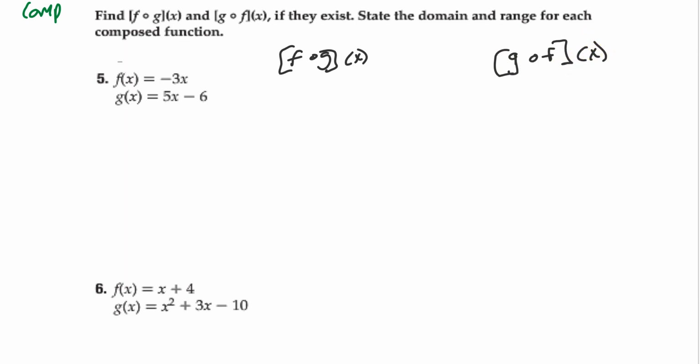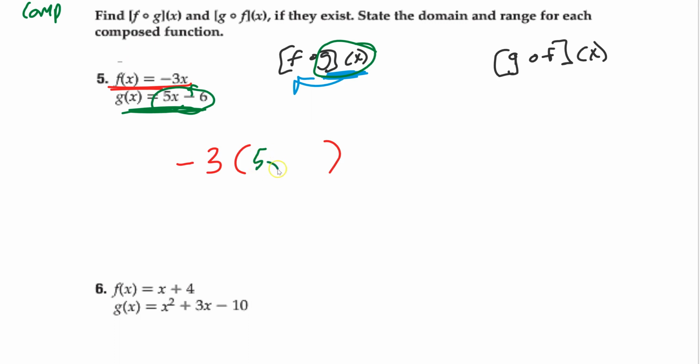So here's f of x. Here's g of x. And the way we do this is always the same way. We're going to plug inside into the outside. So I always ask, what's the outside function? Our outside function is f, so write it. So f is -3 times something, right? That's what f is. We're going to plug g into that. So what is g? g is this thing. We're plugging that into the x right there. So it's going to be -3 times (5x minus 6).